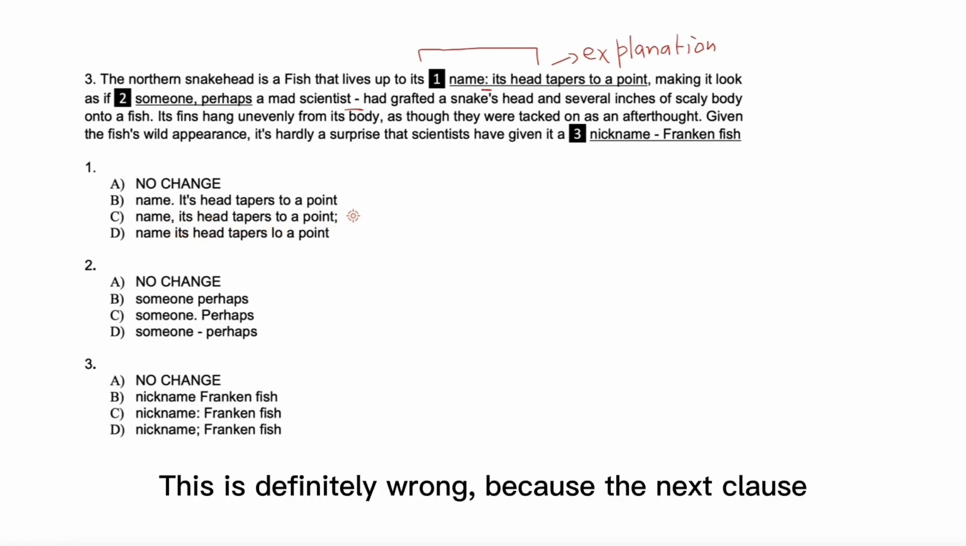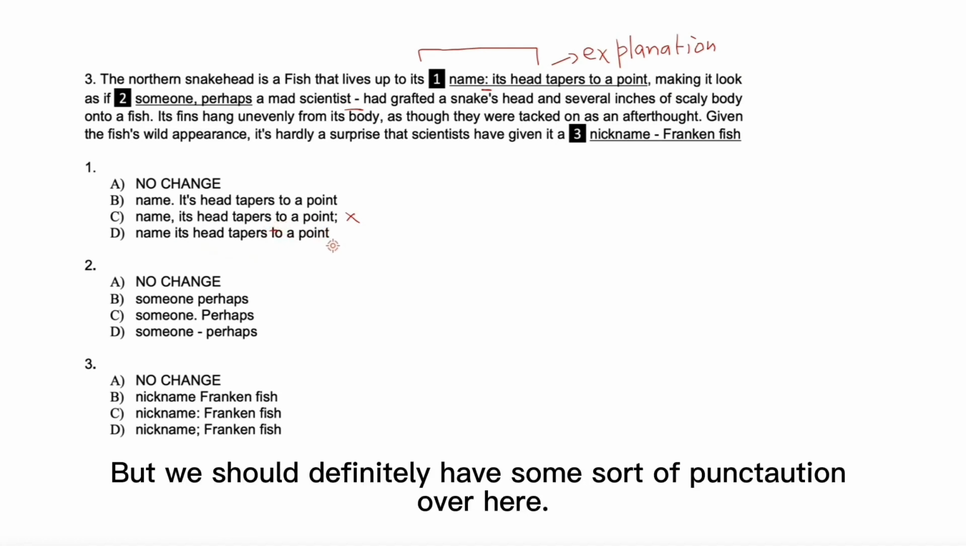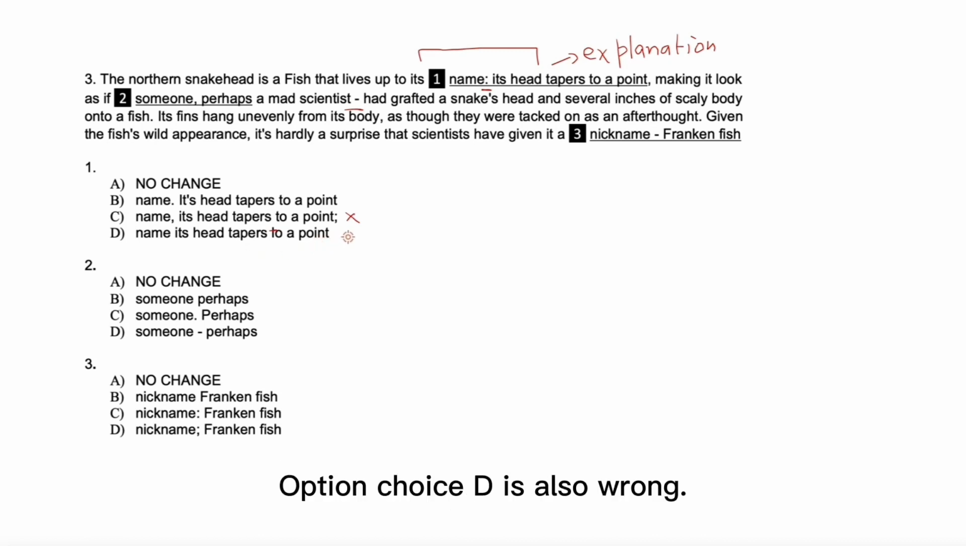This is definitely wrong because the next clause is not an independent clause. Name, its head tapers to a point. This is a typo as well over here, but we should definitely have some sort of punctuation over here. Option choice D is also wrong. So we are left with option choice A, and that is the best scenario that we have. Next question. I'll read from this point again.